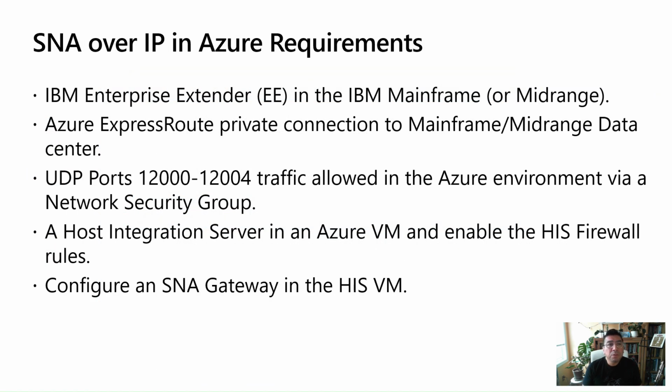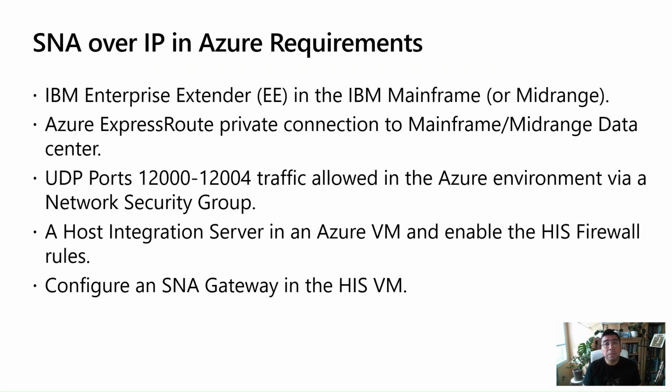Now, let's talk a little bit about SNA over IP in Azure requirements. The first requirement to enable SNA over IP is to enable it on the mainframe or on the midrange. You have to deploy a component called the IBM Enterprise Extender that has been available since, I think, 1998, right? Which will basically allow SNA to use the TCP/IP network, UDP actually for prioritization because it's faster, and TCP/IP because it's reliable, right?